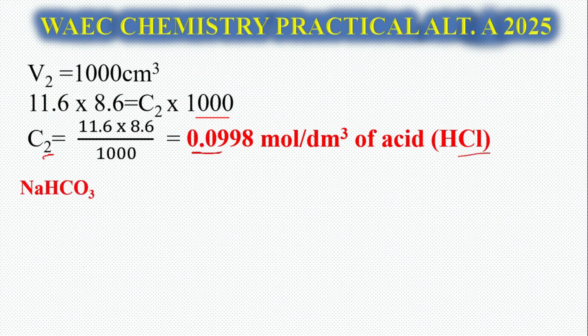All right, let's look at the molar mass of sodium hydrogen trioxocarbonate, which is going to be 23 plus 1 plus 12 plus 16 times 3. The molar mass will give us 84 gram per mole. Remember, your unit is very, very important when you're calculating for chemistry practical.